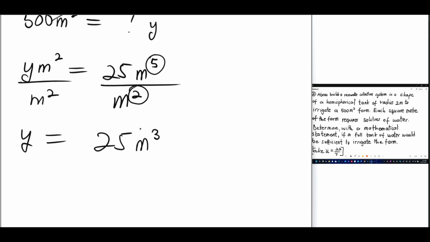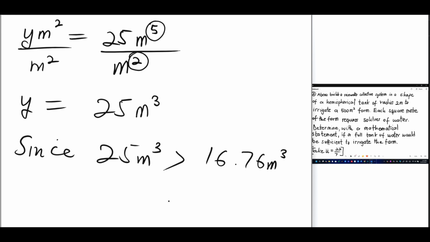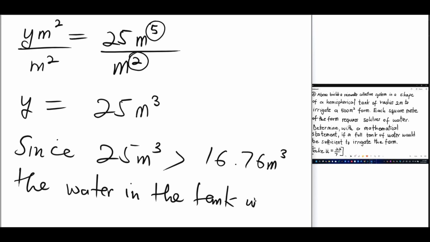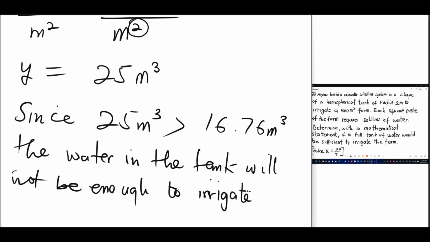So we conclude that since 25 meters cubed is greater than 16.76 meters cubed, the water in the tank will not be enough to irrigate the farm. All right, so this is how we go about it.